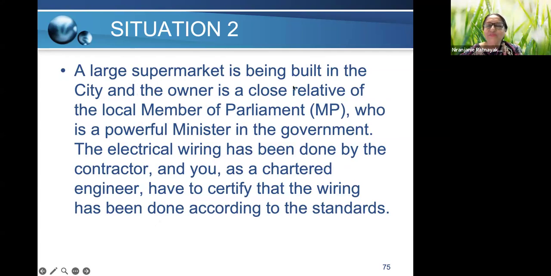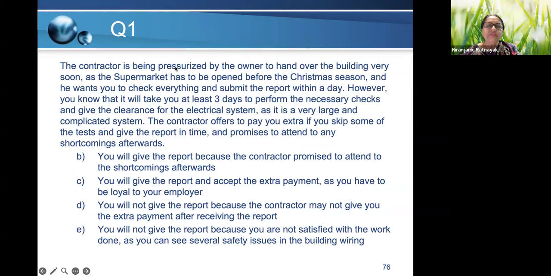A large supermarket is being built in the city, and the owner is a close relative of the local member of parliament, who is a powerful minister in the government. The electrical wiring has been done by the contractor, and you, as the chartered engineer, have to certify that the wiring has been done according to the standards. So the first question is, a contractor is being pressurized by the owner to hand over the building very soon, as the supermarket has to be opened before the Christmas season. And he wants you to check everything and submit the report within a day.